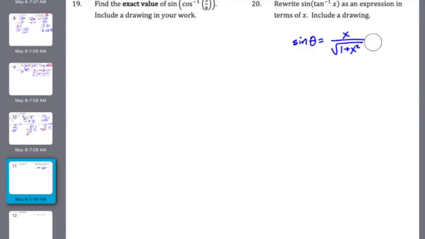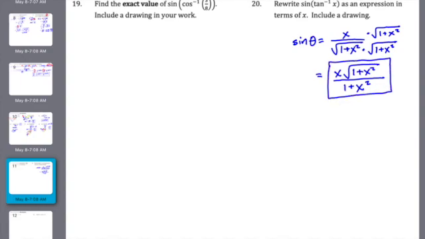But we actually need to rationalize this. So I'm going to go ahead and multiply the numerator and denominator by the square root of 1 plus x squared. So in the numerator, I'm going to end up with x square root of 1 plus x squared. And then in the denominator, when I multiply those together, I just end up with 1 plus x squared. So yes, that is kind of a complicated expression, but since we didn't know what x was, it just says to write it in terms of x, so that would be the expression for sine of tan inverse of x.